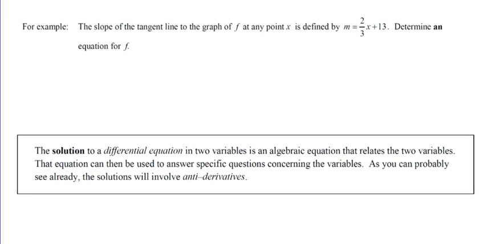What if we know the slope of the tangent line to the graph of f at any point x is defined by m is 2/3 x plus 13? Can we get an equation? Note and bolded, an equation. Not the equation. So in other words, there are many equations, right? If we said the equation, then we're referring to there's only one solution.